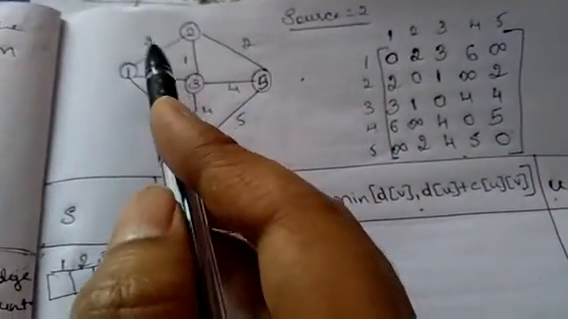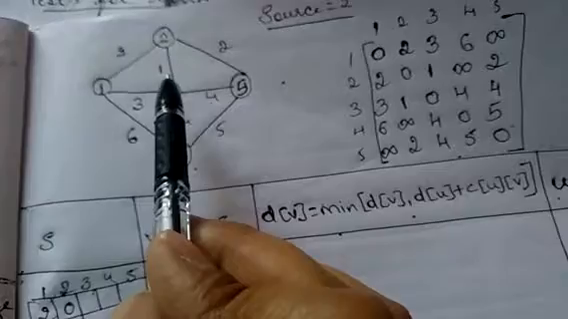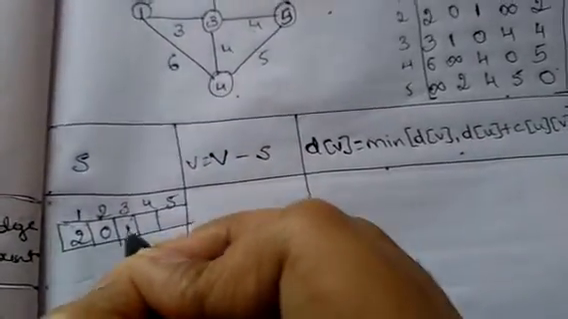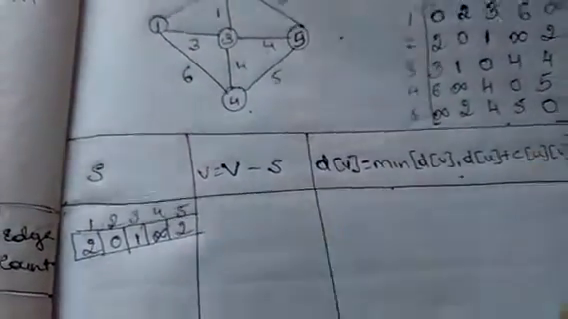From 2 to 1, is there any path? Yes. The weight is what? 2. Just write down that. 2 to 2 it is 0. From 2 to 3 it is 1. From 2 to 4 it is infinity. From 2 to 5 it is 2.